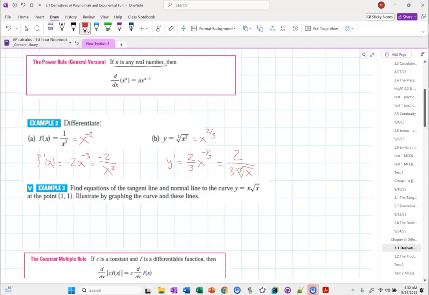Is it nx to the n minus 1 or n plus 1? It's subtracting 1: n minus 1.